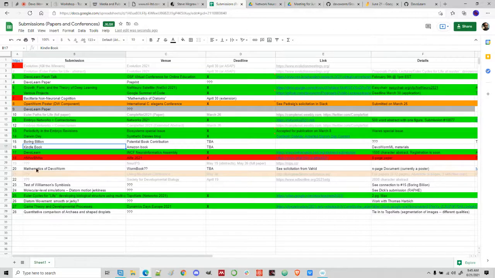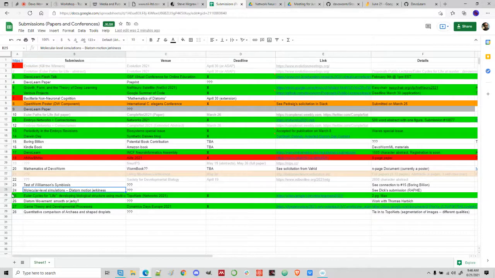But then we have the mathematics of DevoWorm, which again has not really moved since the last time we talked about it. We have this test of Williamson symbiosis, which is a heavy genomics, bioinformatics work where you're comparing genomes to see if some organisms have what we might call multiple developmental programs. We want to see if they have genes that enable these two programs to coexist in the same organism. So it's testing these ideas by looking at the genome to see if we can validate it in some way. This requires, of course, that you have some background in genomic analysis. So that's not for everyone.